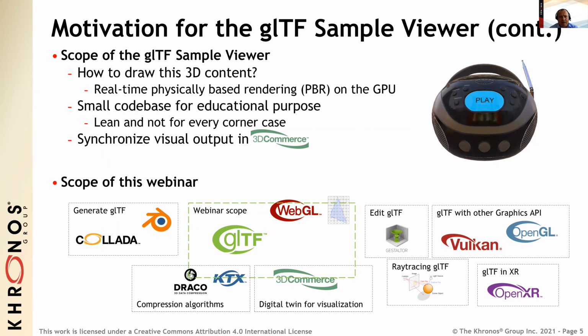So, the scope of the glTF sample viewer. Why implement a sample viewer? As I already said, you guys may know there's Babylon.js, there's three.js, there's Filament, a lot of viewers out there. So why do it again? First, of course, glTF is a format from Khronos, so Khronos should somehow provide a sample implementation. And the sample implementation is mainly about how to draw this 3D content. You have a nice format, basically a JSON file, and some binary data. But then some people may ask, how do I draw this content?